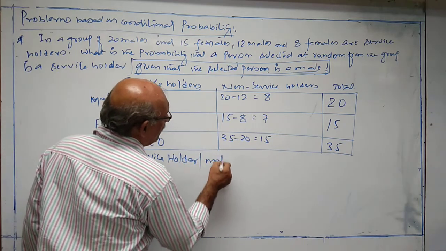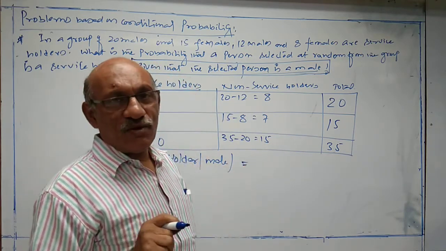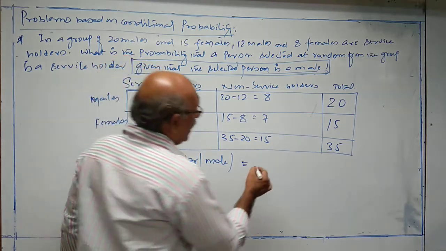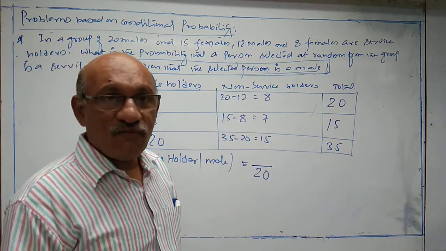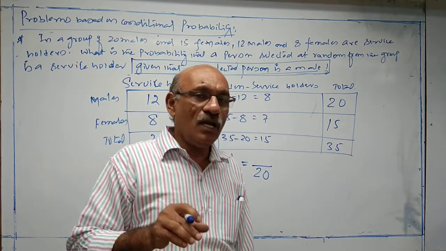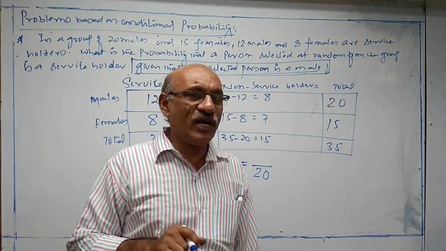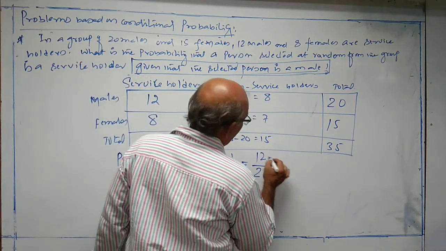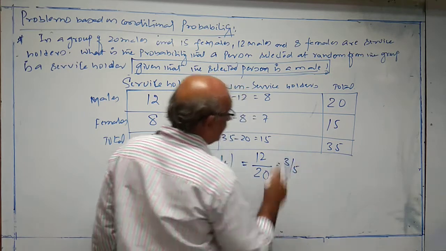So forget about females. I am not interested in the females. My concentration is on males only. In the given question, how many males are there? 20. This is the meaning of conditional probability. According to the condition, you have to view the question. The condition is that the selected candidate is male. So out of 20, how many are service holders? 12. So 12 by 20, which is 3 by 5.